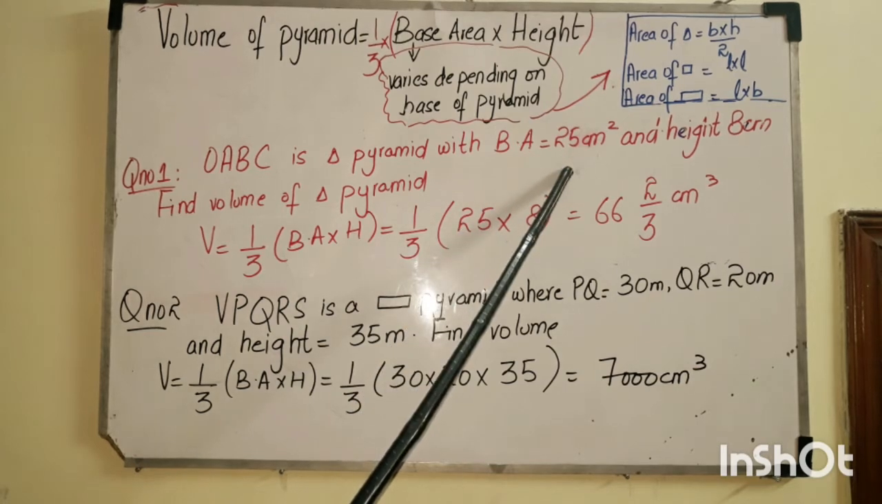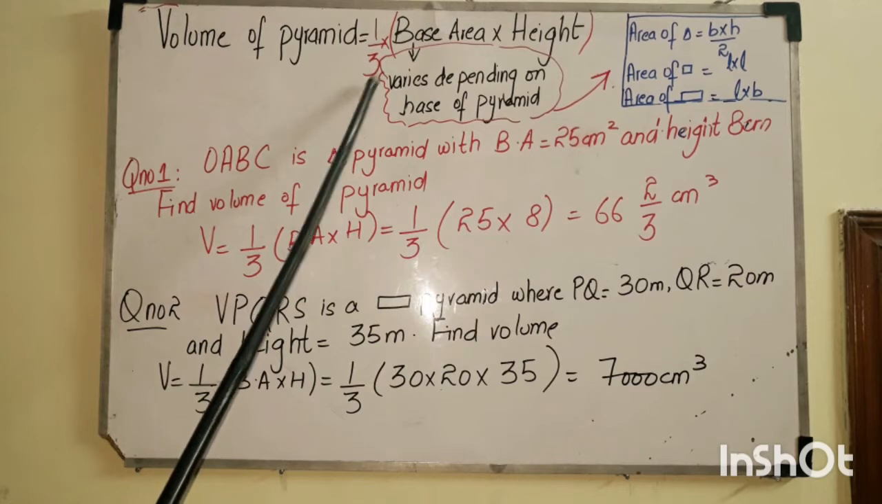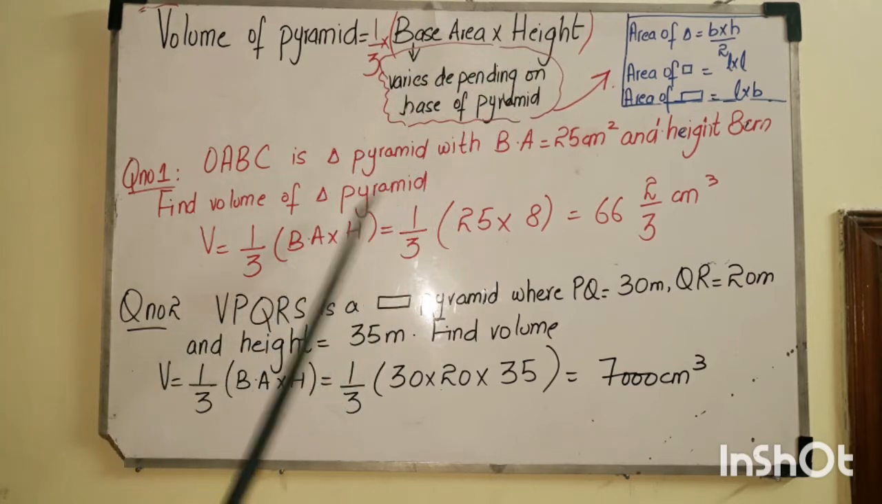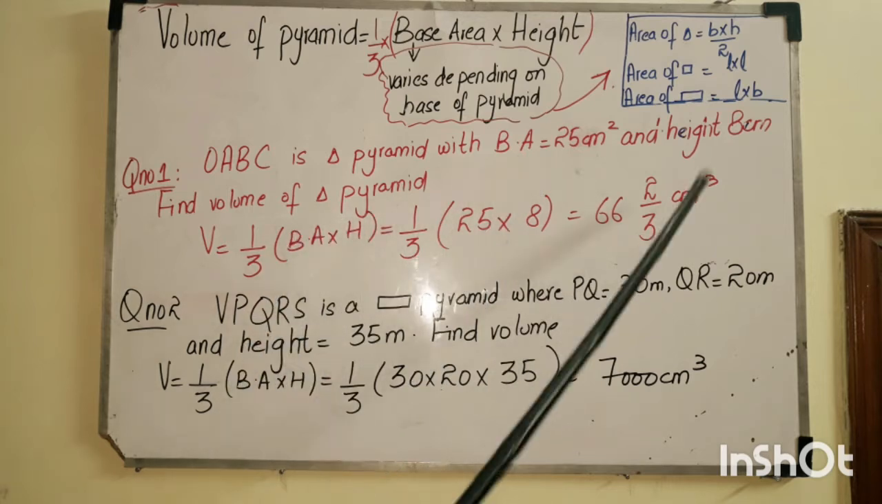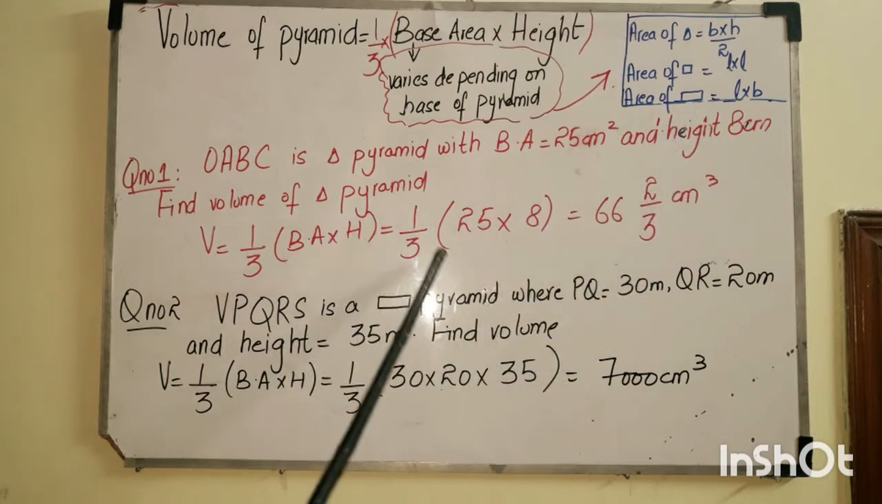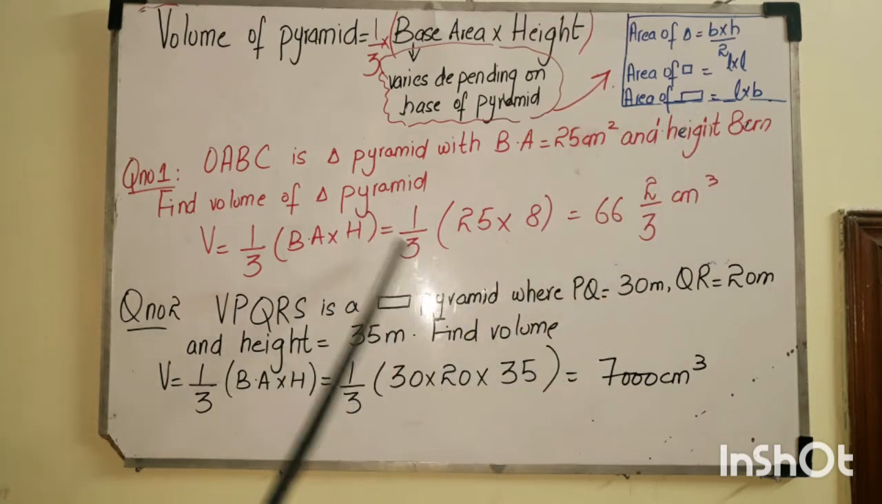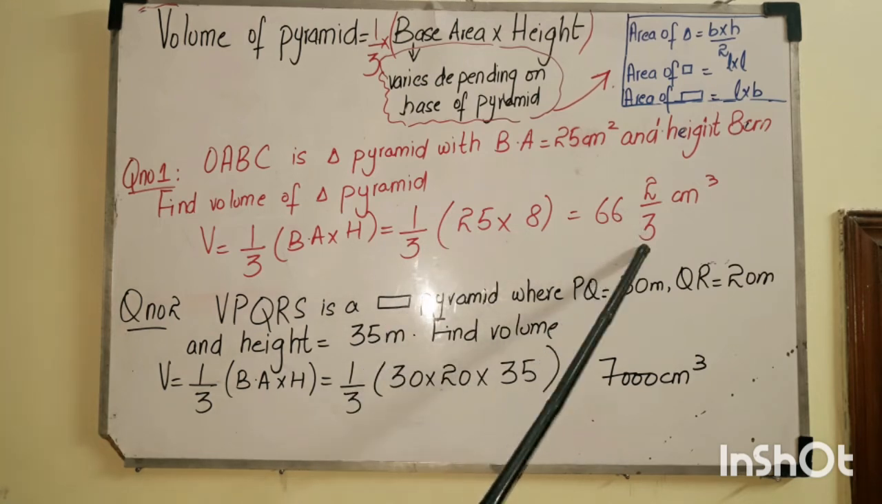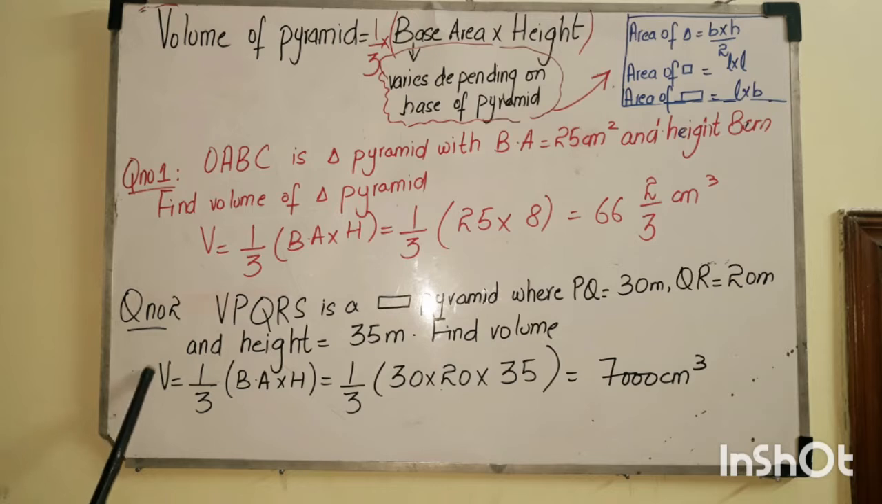Base area is 25 centimeter square and the height is 8 centimeter. The formula is 1 by 3 base area multiplied by height. 1 by 3, base area is 25 and the height which I have given you is 8 centimeter. This is the perpendicular height, the actual height of the pyramid. This is not the slant height. So 25 multiplied by 8, after solving this expression, we got the answer 66 whole 2 by 3. Move toward the next question.